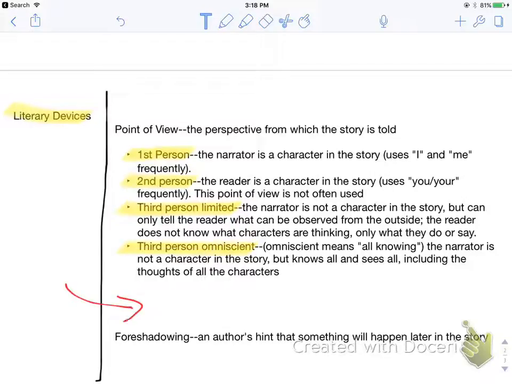So just like at the end of every other notes, you're going to leave a little space down there and make sure that we have room to talk about what kind of point of view this story might have.